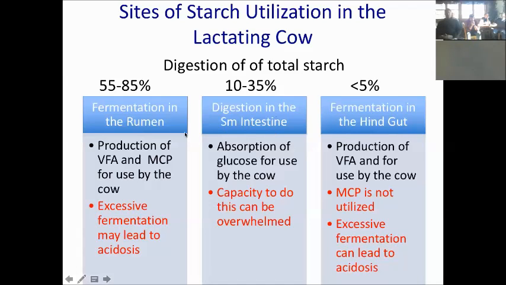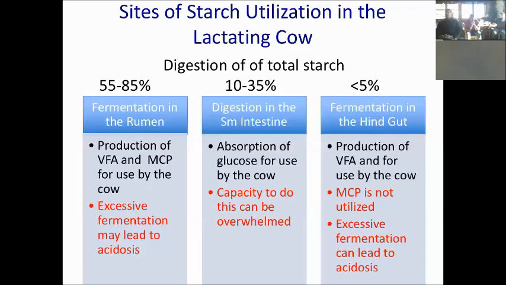Now, obviously, what happens in the rumen is that when starch is fermented, there's production of what I call VFAs, or the volatile fatty acids. For the most part, you're going to get production of propionic acid from the fermentation of starch in the rumen. But along with that propionic acid, we also end up with production of microbial crude protein, of which the cow is getting amino acids once that microbial protein hits the small intestine.